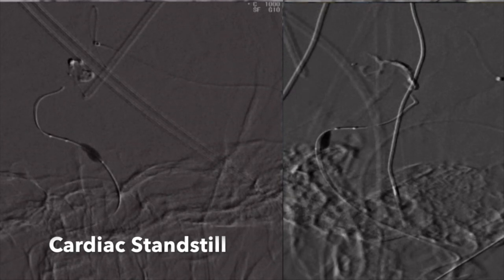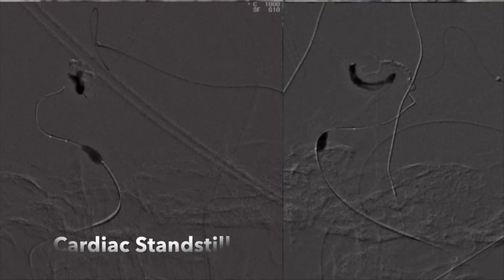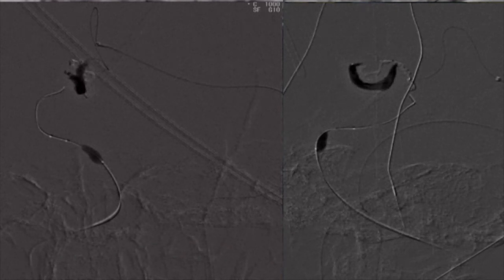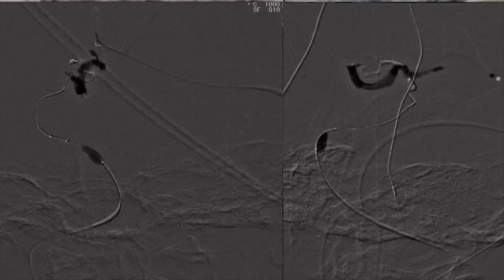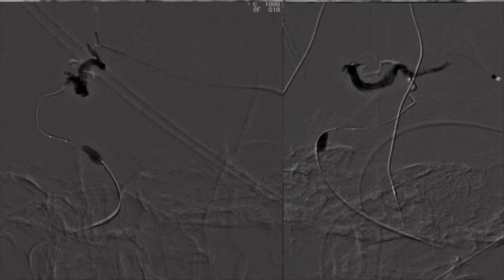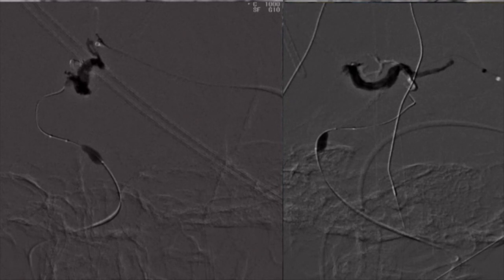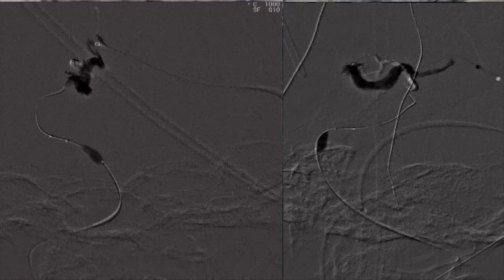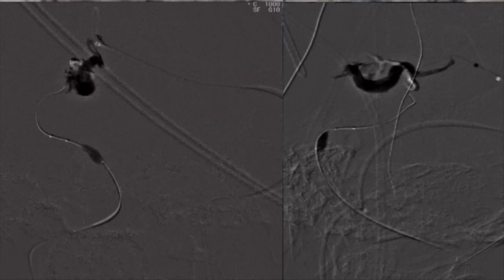Using rapid ventricular pacing, we obtain cardiac standstill by bringing the heart rate of the patient down to 10 to 15 beats per minute. Transient cardiac standstill will allow Onyx penetrating into the AVM in a more steady fashion and prevent venous reflux. Onyx is injected in a steady, pulsatile, constant fashion, allowing the Onyx to find its way into the capillaries of the arteriovenous malformation.